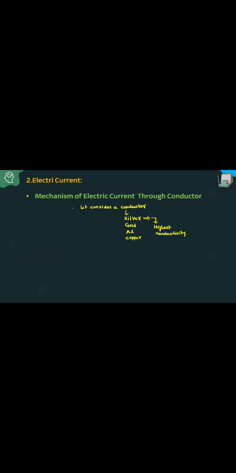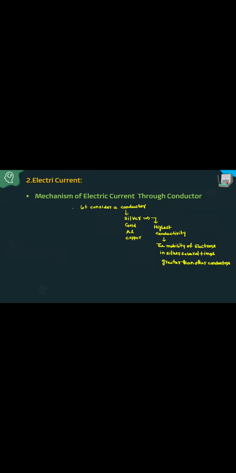Why does silver have the highest conductivity? The mobility of electrons in silver is several times greater than in other conductors. Because of this reason, silver has the highest conductivity.